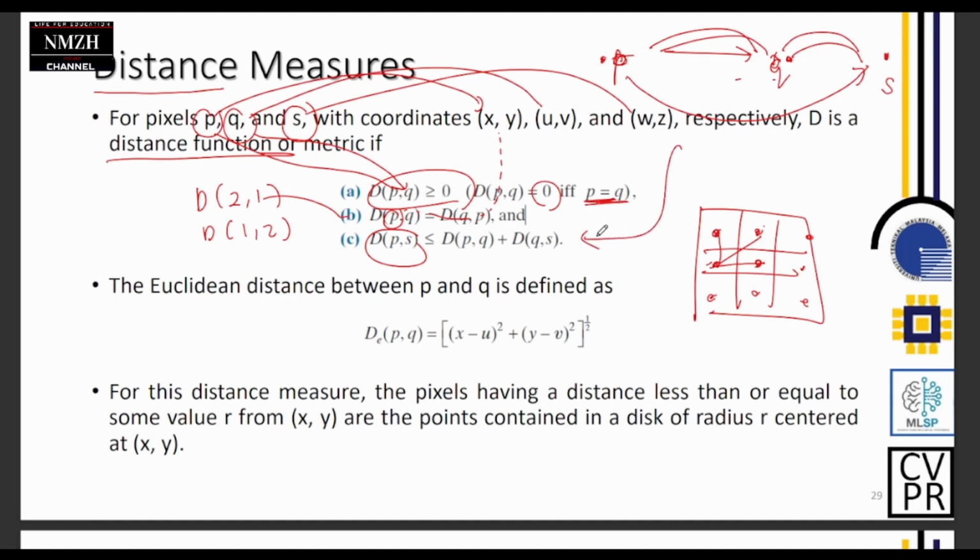The Euclidean distance between P and Q is defined with X and Y, and this one is U and V. This is the distance, like the Pythagorean theorem that we have in basic mathematical operations, right? For this distance measure, the pixels have a distance less than or equal to some value R. So this would be R, where the points are contained in a disk of radius R centered at X, Y.